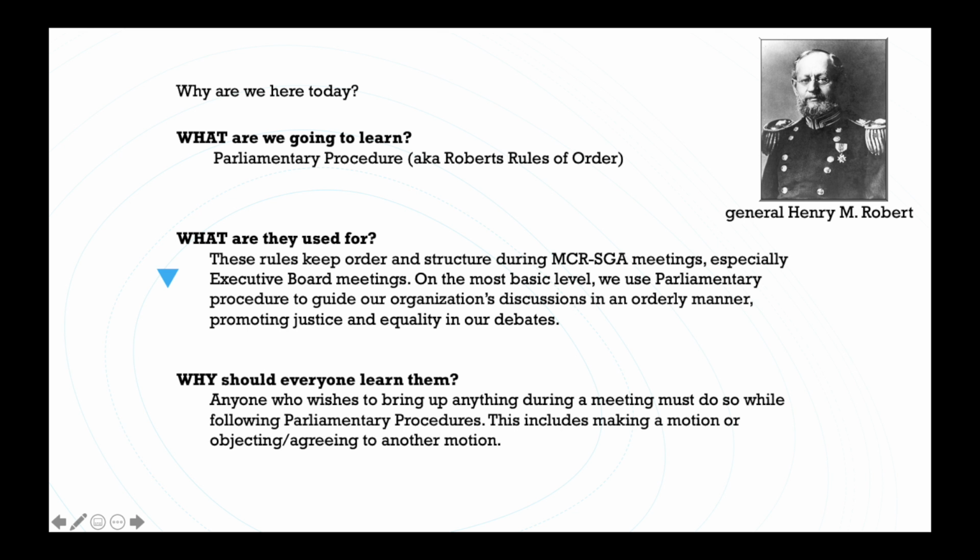What are we doing here today? What are we going to learn? Parliamentary procedure, aka Robert's Rules of Order. So, what are Robert's Rules of Order or parliamentary procedure used for? These rules keep order and structure during MCR-SGA meetings, especially executive board meetings. On the most basic level, we use parliamentary procedure to guide our organization's discussions in an orderly manner, promoting justice and equality in our debates.